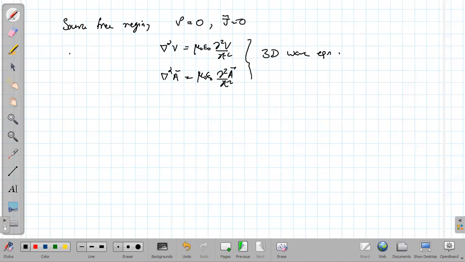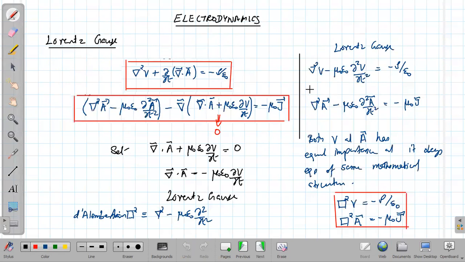So in Lorentz gauge, the equations satisfied by the scalar potential and vector potential now seem simple. In the source-free region, they obey the three-dimensional wave equation, and in the source region, they still obey the three-dimensional wave equation with the source term. In the Lorentz gauge, both the scalar potential and vector potential come on the same footing. They take the same mathematical structure. That's why we say it gives equal importance to both the scalar potential and vector potential.